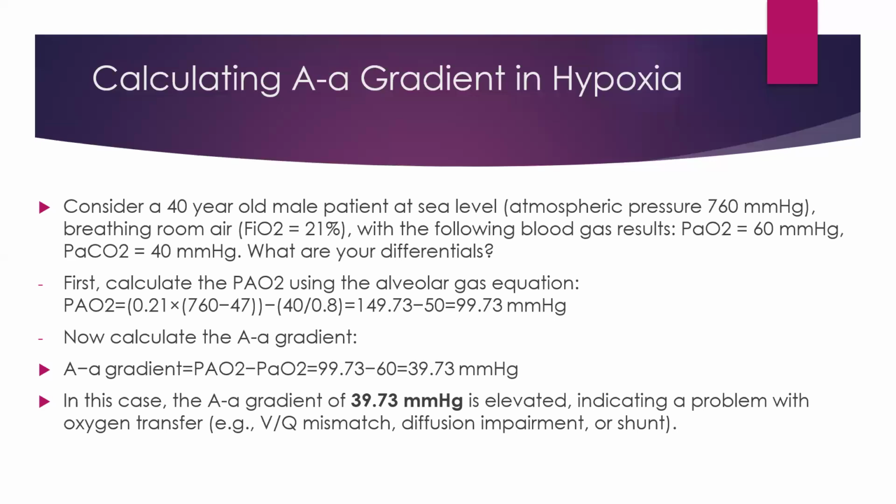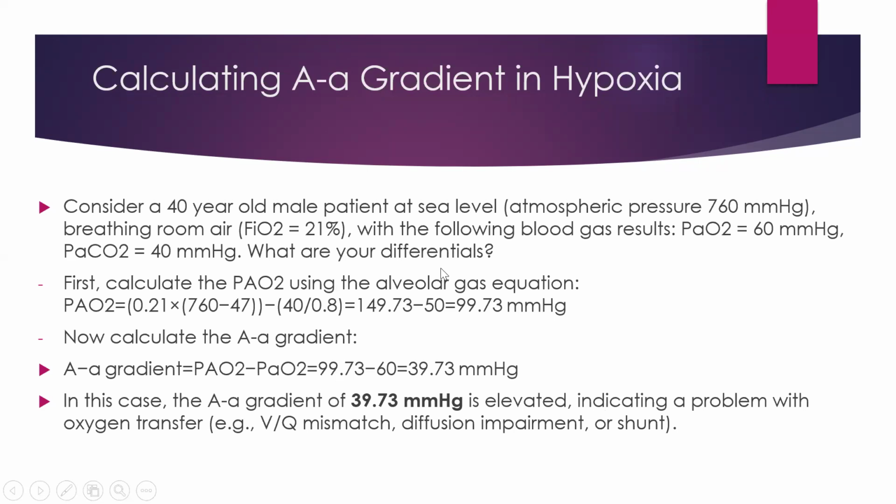A 40-year-old male patient breathing air at sea level, atmospheric pressure of 760 millimeters of mercury and FiO2 of 21% because he's breathing atmospheric air, and has this blood gas. PaO2 is 60 millimeters of mercury, PaCO2 is 40, and the question is, what are the differentials? Definitely, this patient has some hypoxia here. So what kind of hypoxia does this patient have?